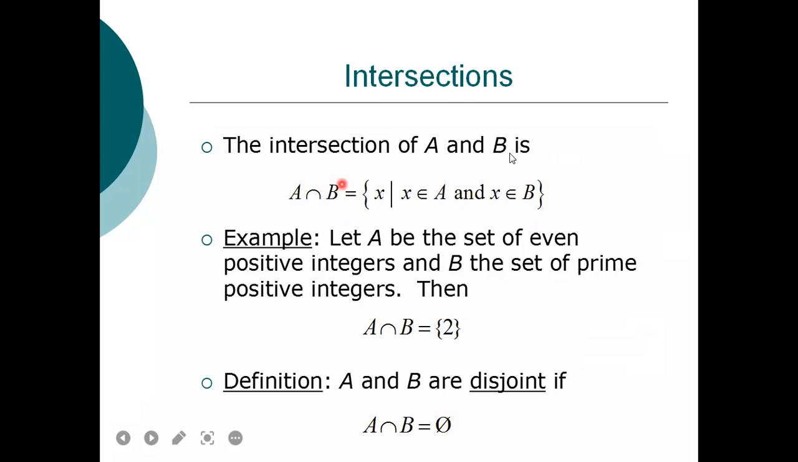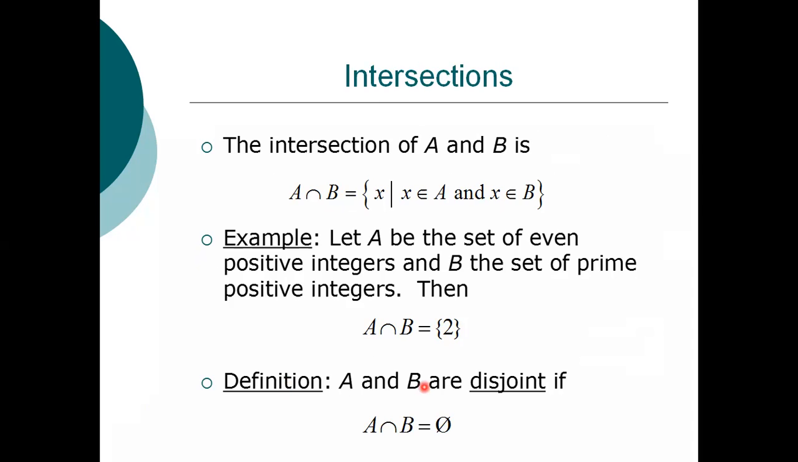Similarly, the intersection of sets A and B can be written as A intersection B equals {x such that x is an element of A and x is also an element of B}. And means what? The common elements. x will be the common element. So, for example, let A be the set of even positive integers and B the set of prime positive integers. Then A intersection B will be 2, because 2 is a positive even integer and also a positive prime. This is why 2 is the common element.